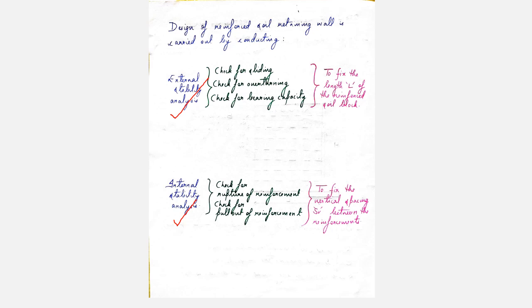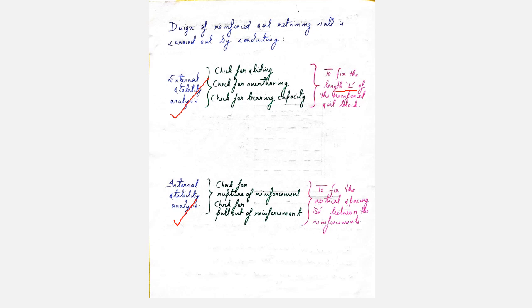So we have to check whether this reinforced rigid soil block is actually stable against sliding failure, overturning failure, and bearing capacity failure. Now through this stability analysis, we will be fixing the length L of the reinforced soil block. Once the length is fixed, we will move on to the internal stability analysis, where we will be checking the stability or safety of the reinforcement used at various depths.